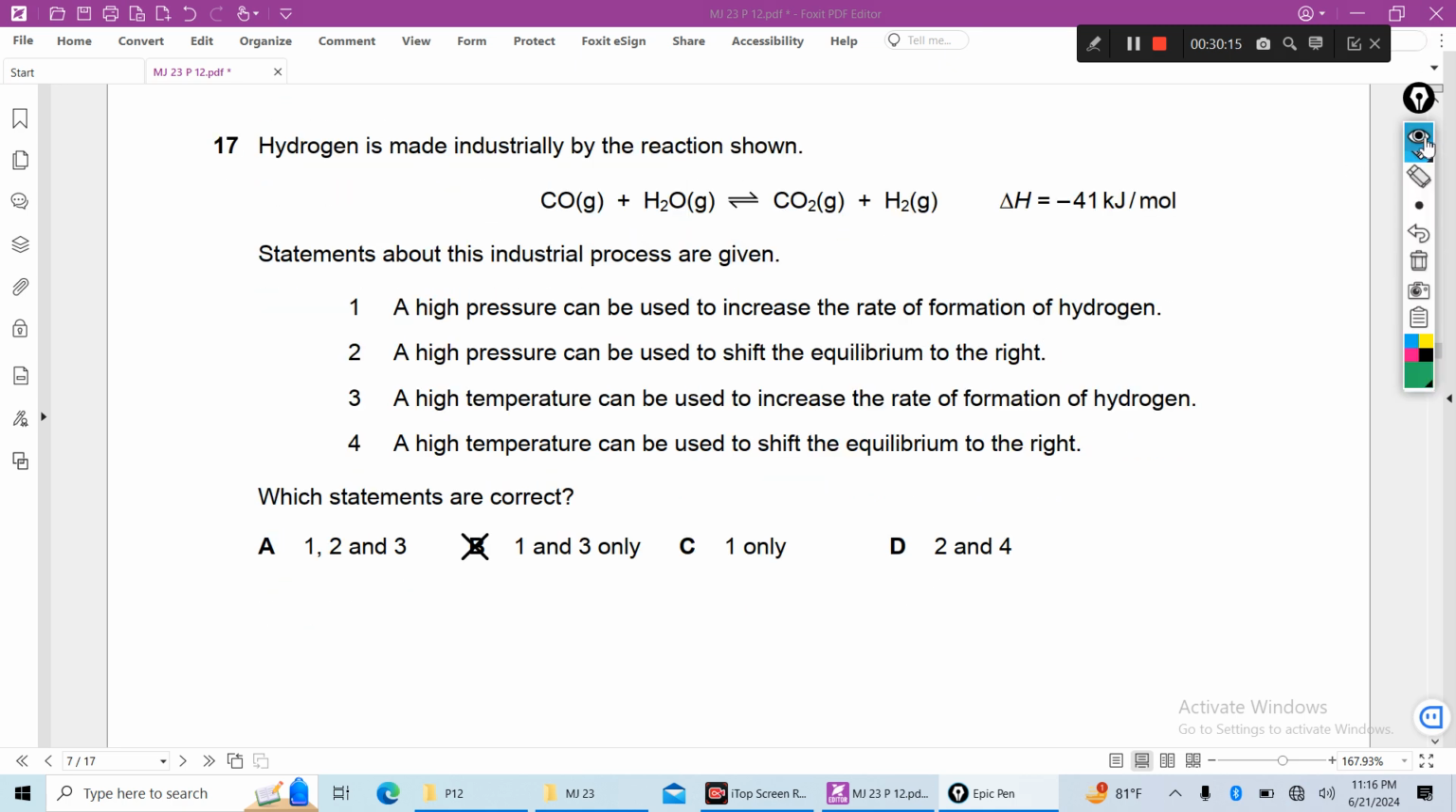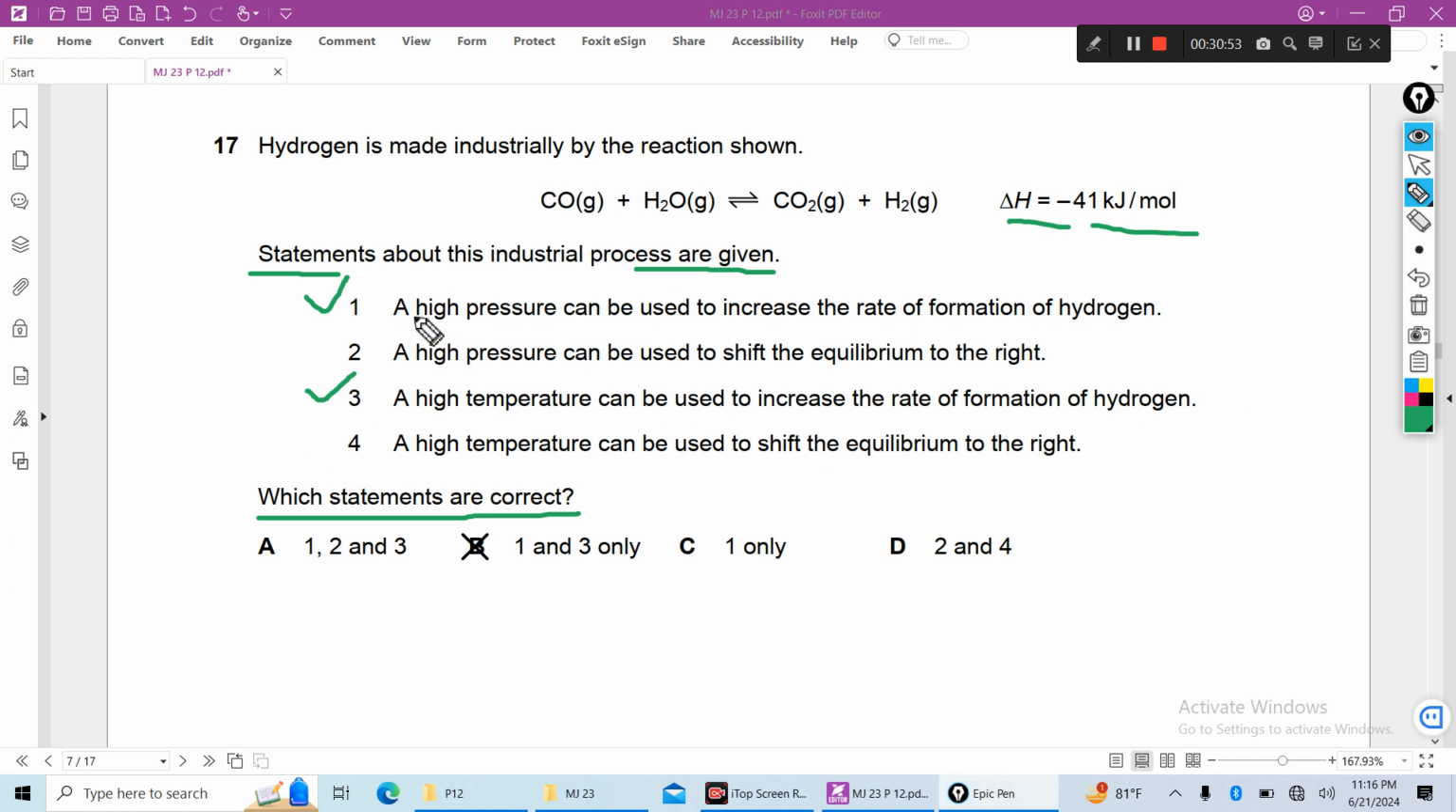Now 17, hydrogen is made industrially by the reaction. Carbon monoxide reacts with steam to produce carbon dioxide and hydrogen. This reaction is an exothermic reaction as delta H value is negative. So statements about this industrial process are given. Which statements are correct? Here 1 and 3 are the correct answer.